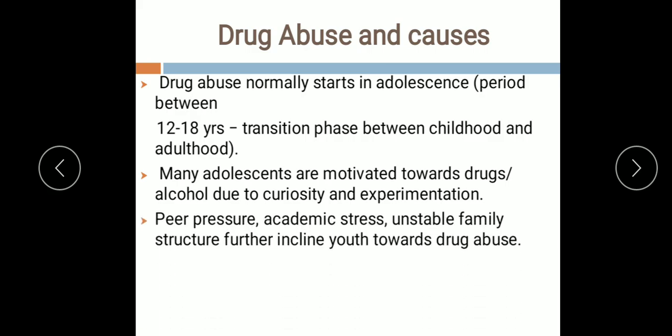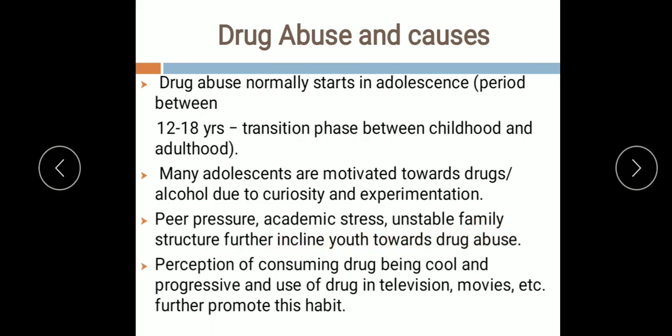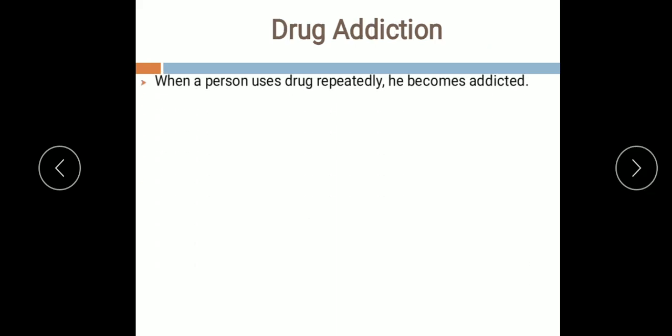They are curious about the effects of these drugs or alcohol, and just for experimentation they start. Peer pressure, academic stress, and unstable family structure further incline youth towards drug abuse. The perception of consuming drugs as cool and progressive, and the use of drugs in television, movies, etc., further promotes this habit.